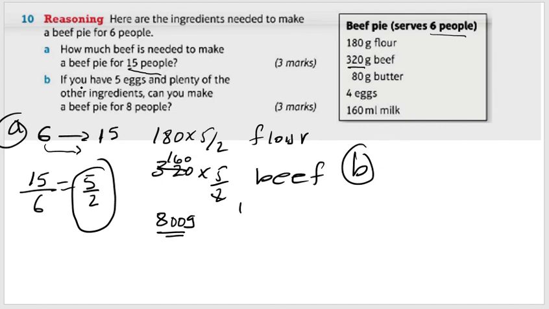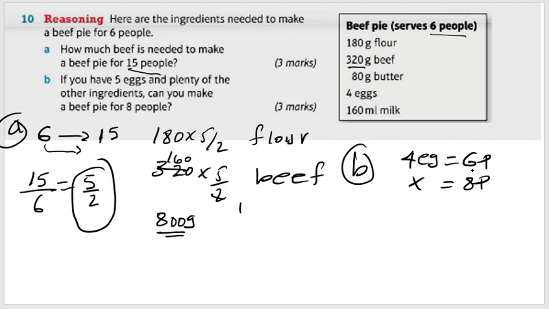B, it says if you have 5 eggs and plenty of the other ingredients, can you make a beef pie for 8 people? Okay, so what to do? 4 eggs are needed for 6 people. So for 8 people, how many eggs are needed? We can calculate the minimum amount of eggs needed for 8 people.